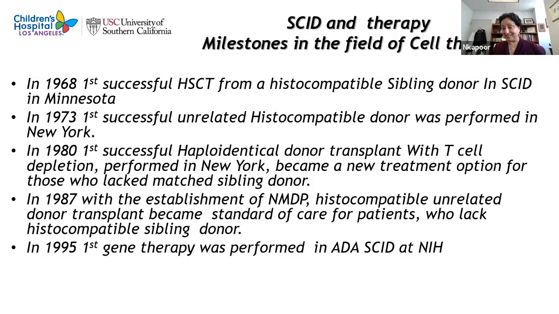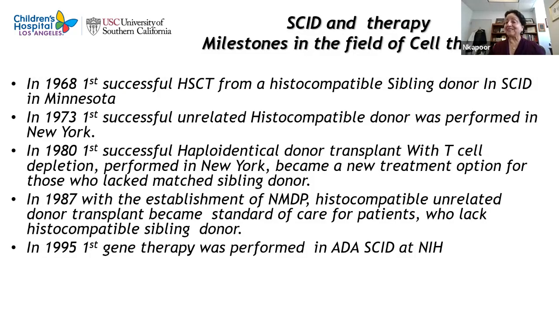In 1980, the first successful haploidentical, that means half-match transplant, which is a very important thing to recognize, that why it becomes so important, that not everybody is going to have a donor, and we'll talk about that a little bit later again. The first successful haploidentical transplant was done again in New York in a child with severe combined immunodeficiency who did not have a matched sibling donor or unrelated donor.